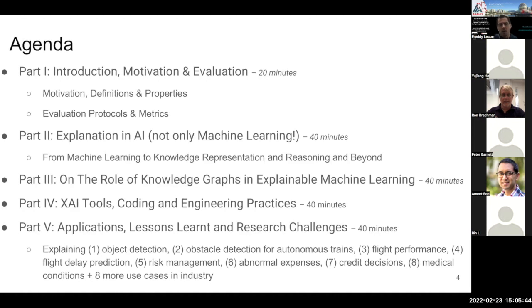Natural language processing, but also knowledge representation and reasoning, AI planning and scheduling. When you submit papers, there are those different buckets of AI, and explanation is all over the place. So I want to step back and show that it's spread across the different fields of AI. Then I'll go into more detail on the role of knowledge graph in explainable machine learning.